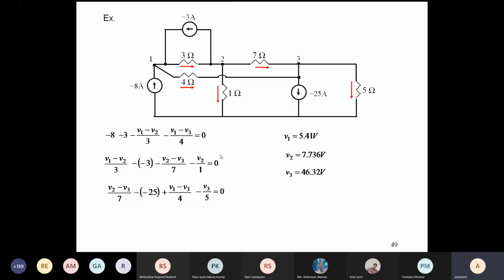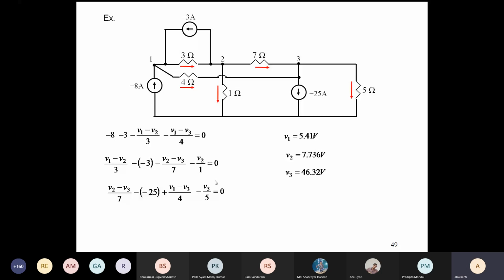Understanding the concepts of the theory or the law, and then how to apply it for any given problem, is very much essential. Otherwise, you will end up writing wrong equations and ultimately the wrong answer. If you write wrong equations, you will not even get partial credit. So this is the nodal analysis. I think all of you have understood this.